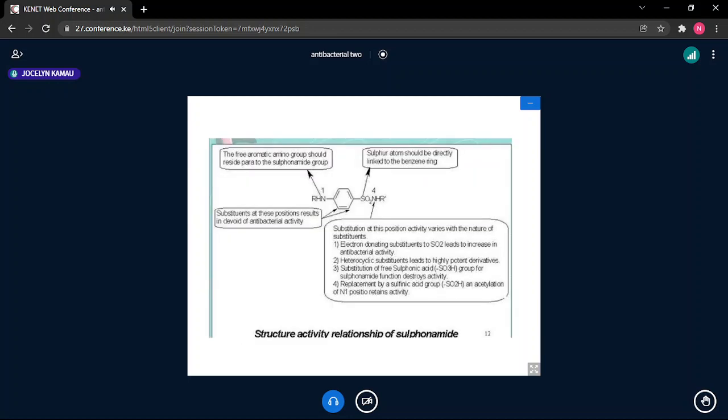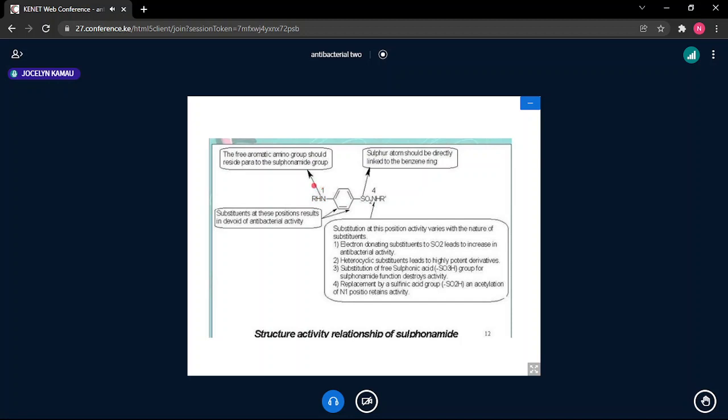So now we can look at the structure activity relationship, and that is our general structure. That is our R. Here they are calling this position 1 and that position 4. So that is our free amino group, and that is our sulfonyl group.